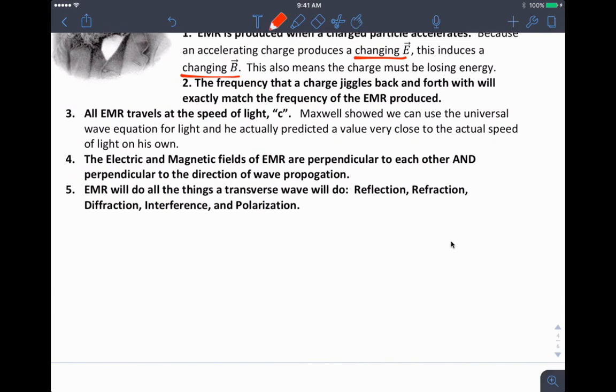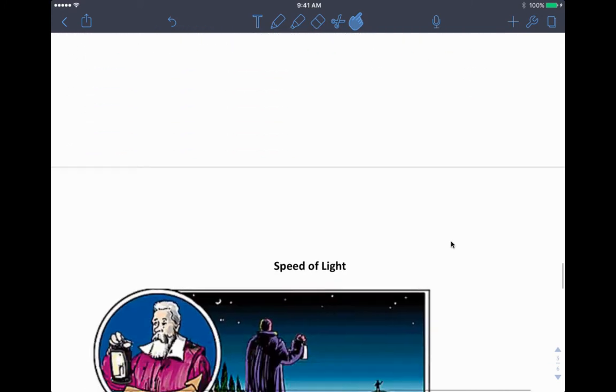And we are going to look at all 5 of these right away. Reflection, refraction, diffraction, interference, and polarization. So all 5 of those, we're going to cover right away in terms of our understanding of light. But for today, for the purposes of this video, we're just going to focus on the speed of light.